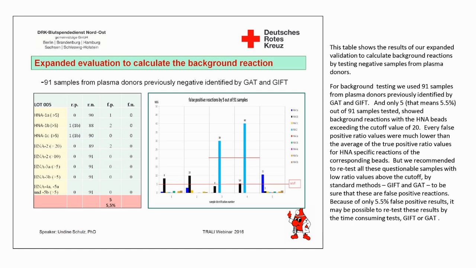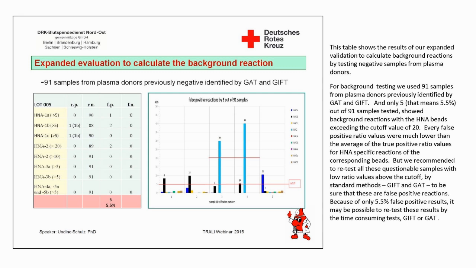This table shows the results of our expanded validation to calculate the background reactions by testing negative samples from plasma donors. For background testing, we used 91 samples from plasma donors previously identified by GET and GIFT. And only 5, that means 5.5% out of 91 samples tested showed background reactions with different HNA beads exceeding the cutoff values 5 or 20.